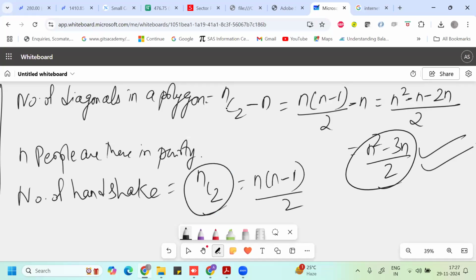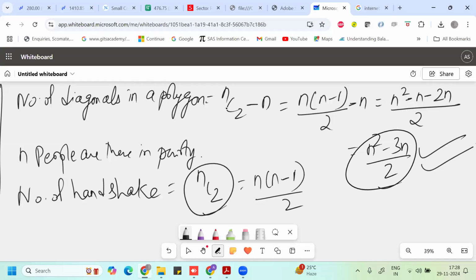If I'm going for a party, and suppose n persons are there in a party, then n people will do handshake with n minus 1 people. If there are 10 people in a party including you, with how many people will you do handshake? 9 people, right? So 10 into 9. But I am doing handshake with you and you are doing handshake with me. Both mean the same thing, right? So the total number of handshakes will be 10 into 9 by 2 because duplication will happen.